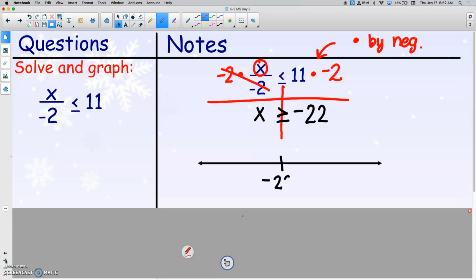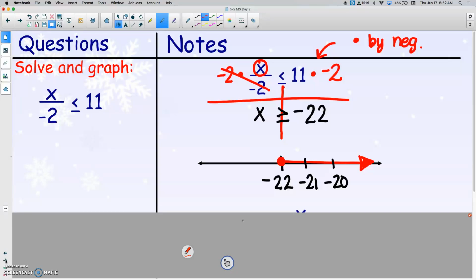So -22. My greater than or equal to symbol means a closed circle going to the right. Two numbers that are to the right of -22 are -21 and -20 because I'm getting closer to 0.